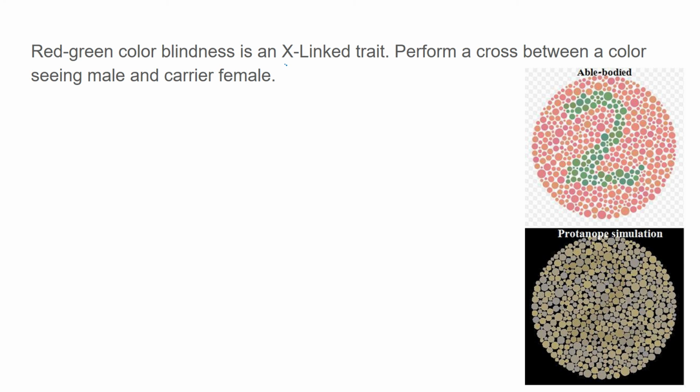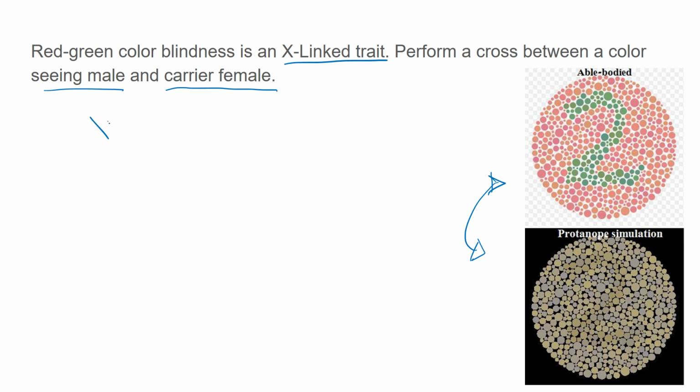Red-green color blindness is also an X-linked trait. Perform a cross between a color-seeing male and a carrier female. Here I have a picture as to what these people might experience when they look at red and green dots. They don't really see them very well. Again, this occurs way more in males. It's very rare for females to have this occur, just because they have two X's that need to be sick, right?